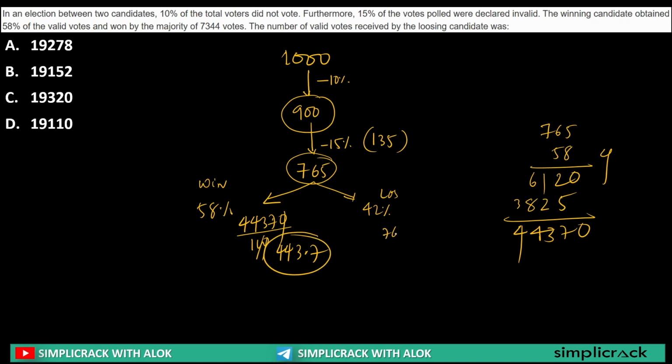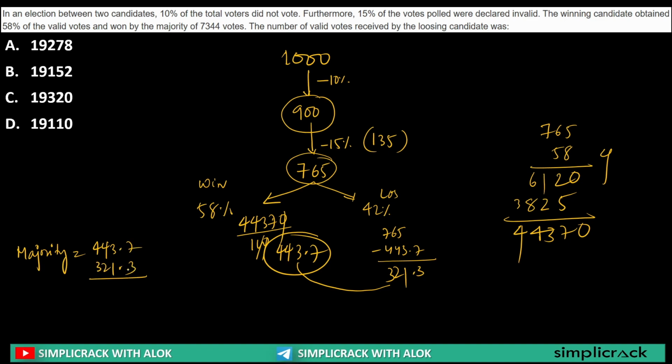So the losing candidate will get 765 minus 443.7, that is equal to 321.3. Now the majority is what? 443.7 minus 321.3, that is 122.4. So 122.4 is equal to what? The majority number of votes, that is 7344. This is the majority vote.